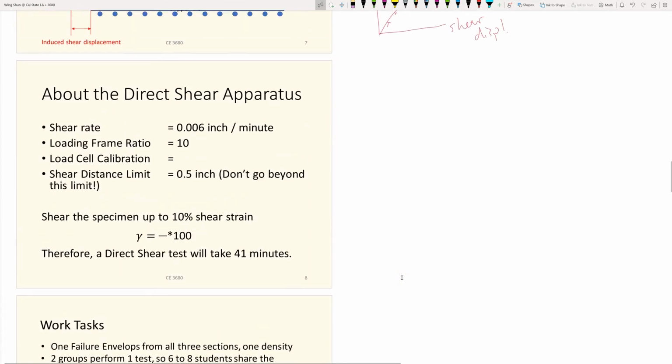And about the direct shear apparatus that we have in the lab, the recommended shear rate is 0.006 per minute. So that's why when we manually crank the motor in the lab, we want to do it as slowly as possible to mimic the shear rate. And the ASTM standard has its recommendations for particular shear rates to be used. And the loading frame has a ratio of 1:10. We talked about that in the consolidation phase. And also there's a load cell calibration factor.